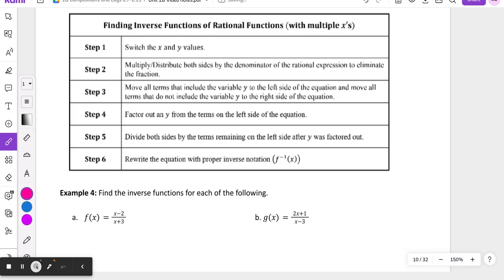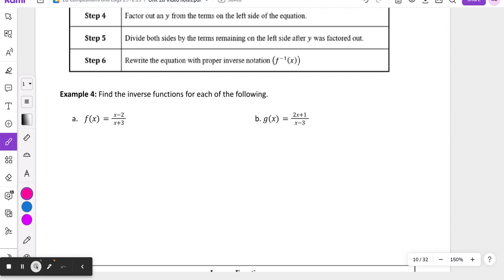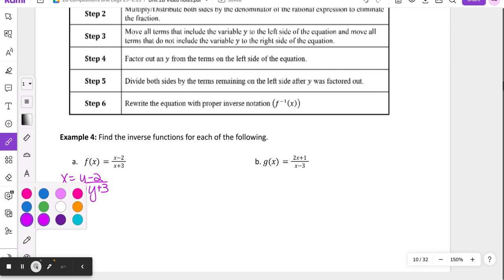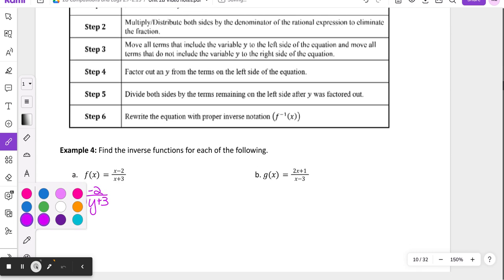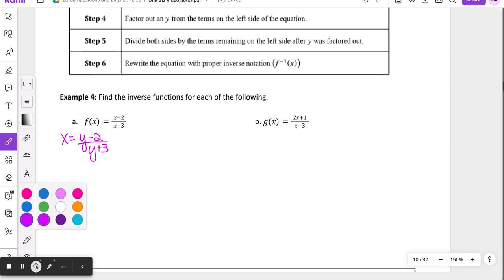All right, now we can find inverses of all sorts of functions. The hardest ones usually are rational functions. So just some steps. You did this last year in Algebra 2, but we'll review it here. So switch our x and y values. So let's do that here for this first one. X equals y minus 2 over y plus 3. And it says multiply and distribute both sides by the denominator. Okay, so we're going to multiply by y plus 3 on both sides.